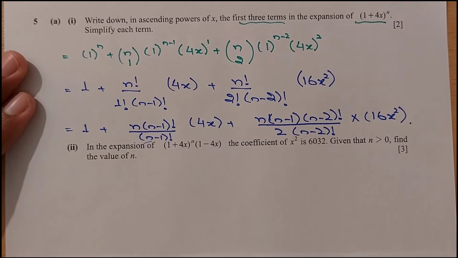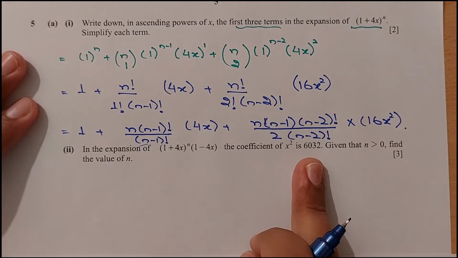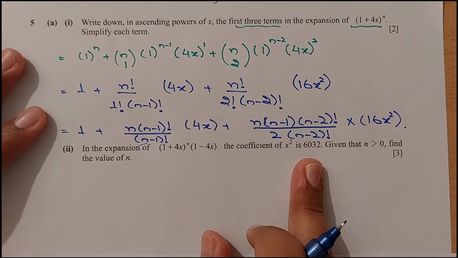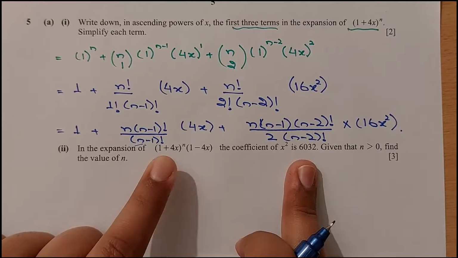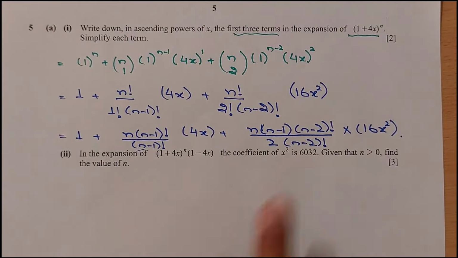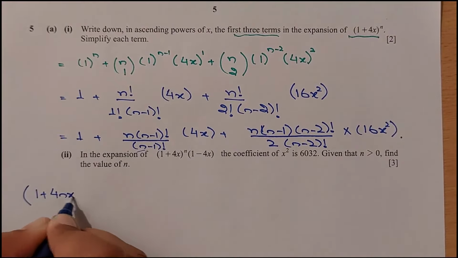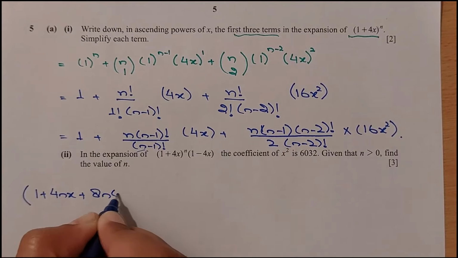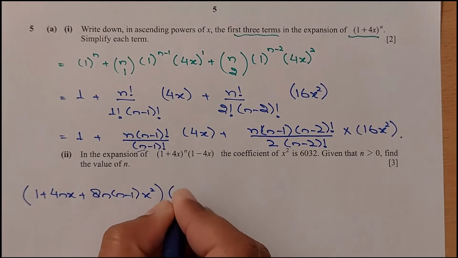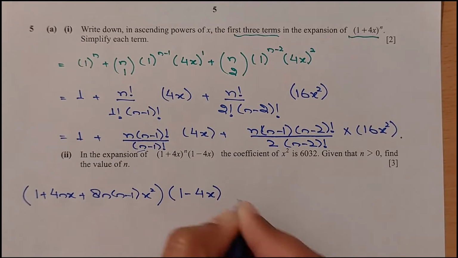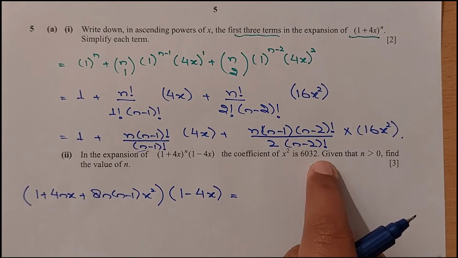Okay, now for the second part, in the expansion of this, the coefficient of x square is 6032. Given that n is greater than 0, find the value for n. So we know the first 3 terms for this we just got. So let me write it down. That is 1 plus 4nx plus 8n(n minus 1)x square, and that is times (1 minus 4x). We need to open this and we just need to find the coefficient for x square, right?